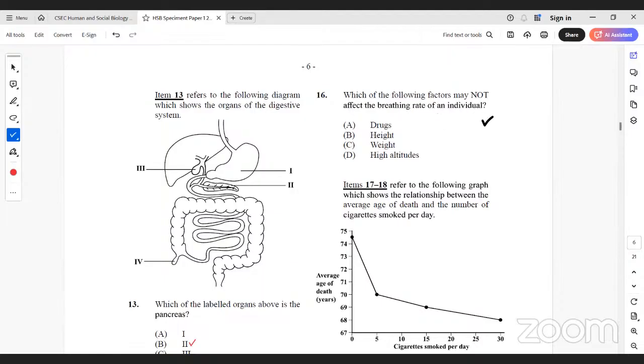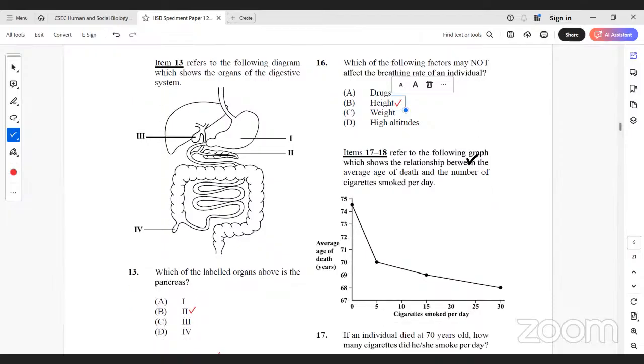Which of the following factors may not affect the rate of breathing of an individual? So the breathing rate of an individual does not change when... They put the not in capital letters. When does it not change? And I've seen some person saying it, yes, right? A person's height does not affect the breathing rate. So how tall a person is, that doesn't affect their breathing rate.